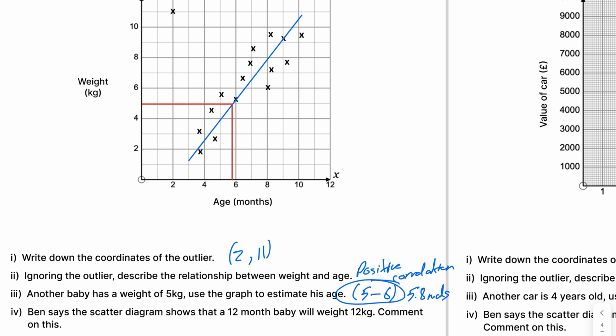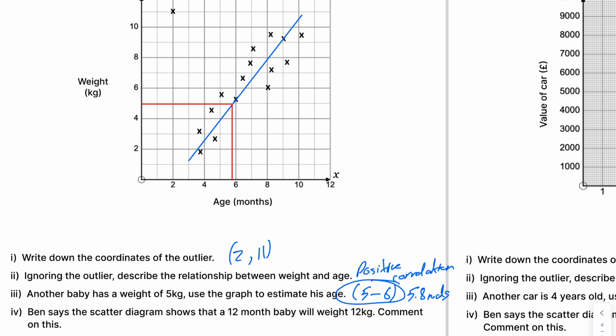Now, when you're asked to comment on statements, it's important to know that with scatter diagrams, the range of data is from here to here. That's the data we have. We cannot use this to go beyond or below, okay? Because this trend may not continue. As you grow, your weight doesn't always go up. So when you're 50, doesn't mean you're going to be 50 kg, or when you're 100, you're not going to be 100 kg. The graph might not continue straight on.